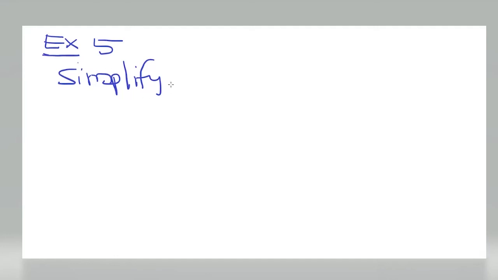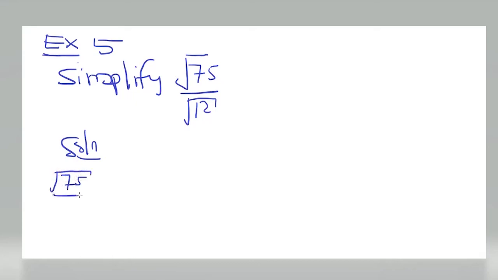Now simplify √75 over √12. Solution: we copy √(75 over 12), and this one can be written as 75 power half over 12 power a half.